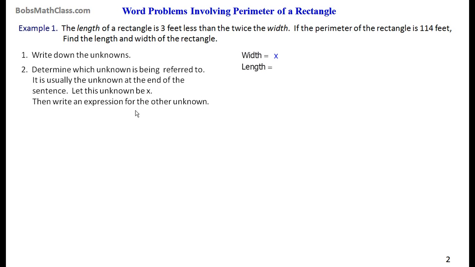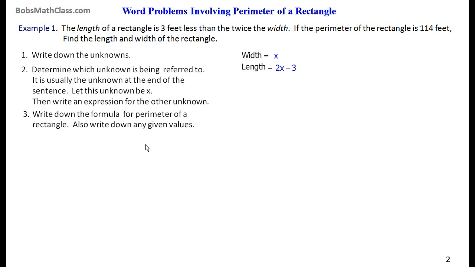Now, write an expression for the other unknown. So we need an expression for length. It's 3 feet less than twice the width, and width we determined was x. So 3 less than is subtraction. It's also one of those phrases where we have to reverse the order. Twice means 2 times. So what will we have for length? Right, 2x minus 3. 3 less than twice the width.